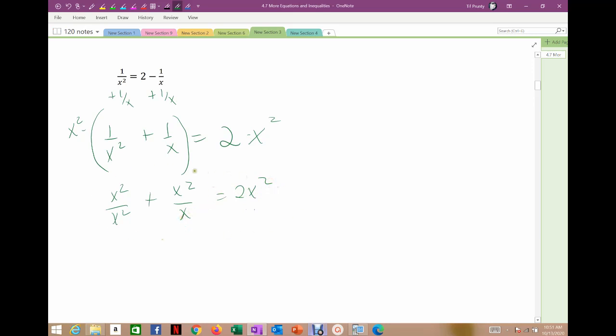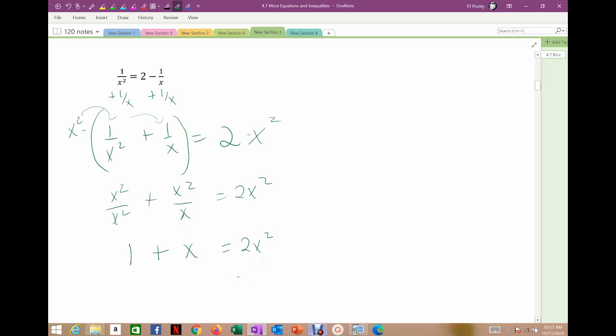Now this middle step, if you wanted to do it as a mental step, you can. That's what you're doing, right? I multiply by my x squared, both parts. And then I simplify. X squared divided by x squared simplifies to 1. X squared divided by x simplifies to x, right? One x cancels with one of those and leaves me with x. And then over here I still have a 2x squared.